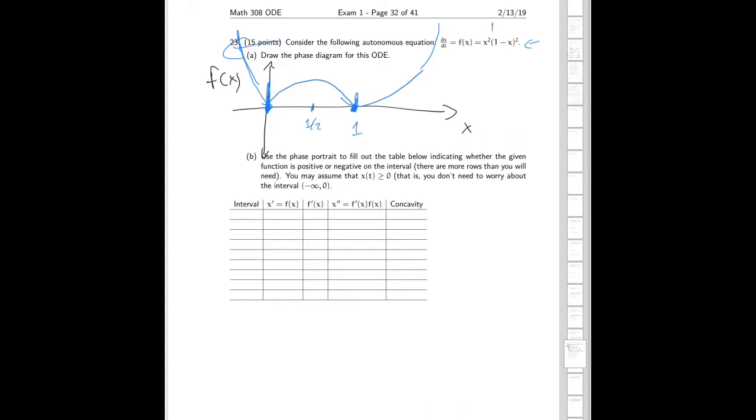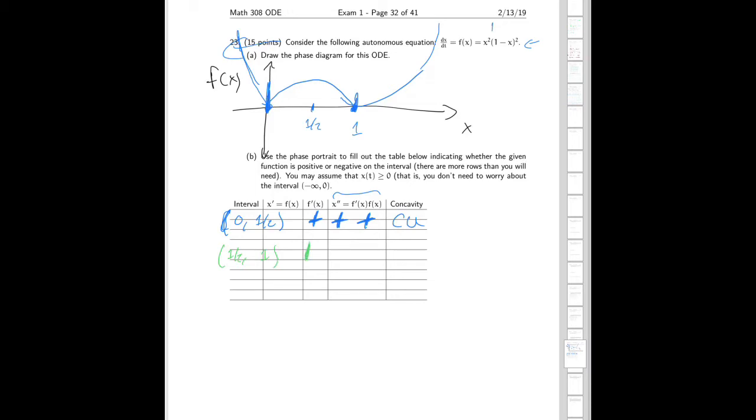Okay, so we have to track through all of these different sign changes. Whenever there's a sign change of either f or f prime, that has to be the endpoint of a new interval. So first we're going to look at the interval 0 to 1/2. On this interval, we know that f is positive, and f is still increasing, so we know f prime is positive. x double prime is just f prime times f, that's positive times positive, so that's positive, and so this is a concave up function. So solutions x that are in between 0 and 1/2 are going to be increasing and concave up.